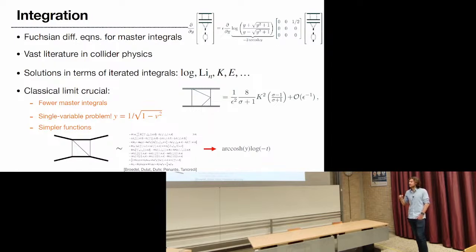The key point is that in all the steps you always have to take the classical limit very thoroughly. And in this case, the classical limit leads to a reduction in the number of integrals you have to compute, but it also makes the problem much simpler because the number of variables drastically decreases. So the full problem depends on both the masses and the energy and the impact parameter of the scattering, whereas the classical limit only depends on a single variable. And also the resulting functions become much simpler in the result.